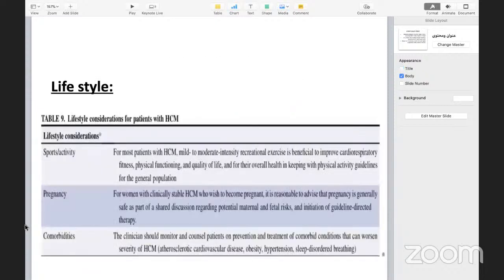Before that, you have to discuss the lifestyle with your patient. It's recommended that you discuss sport and activity, and if a female is planning to get pregnant, and if the patient has comorbidities, then you have to put a plan to modify those comorbidities. So it's not only about the disease, it's also about the patient, what fits for them, I mean.